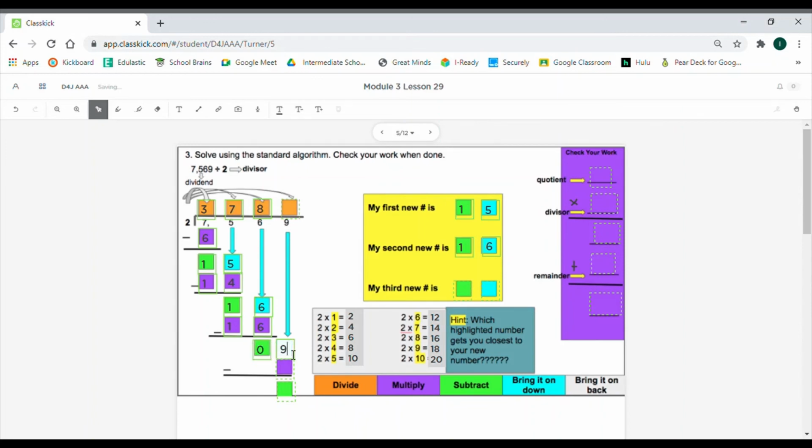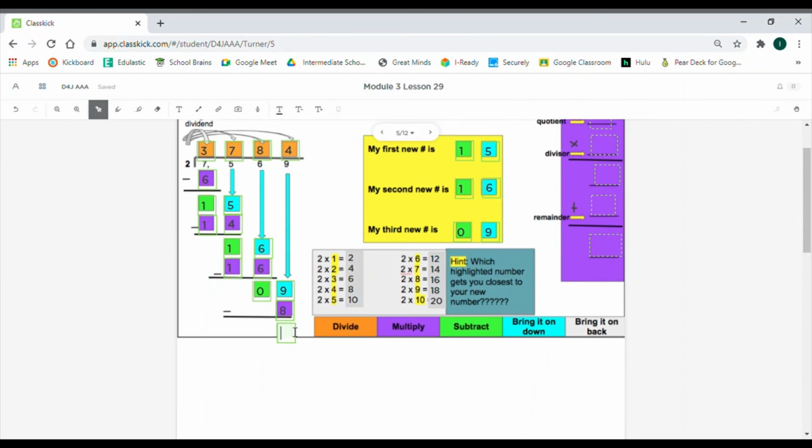And I brought down my 9. I found my third new number, which is 9. And I divided again. 2 goes into 9 how many times? Did you say 4? If you did, you're correct. 2 goes into 9 4 times. Then I multiplied the number at the top times my divisor. 2 times 4. And I got 8.